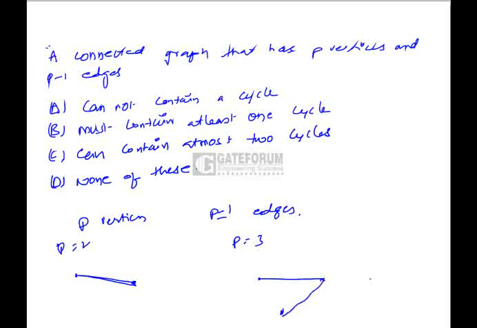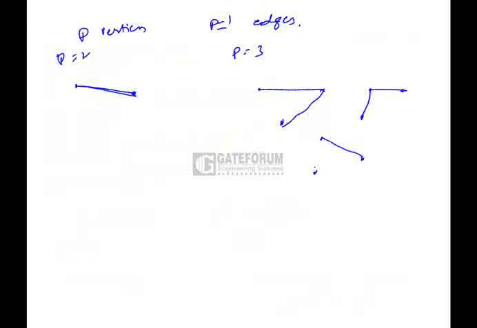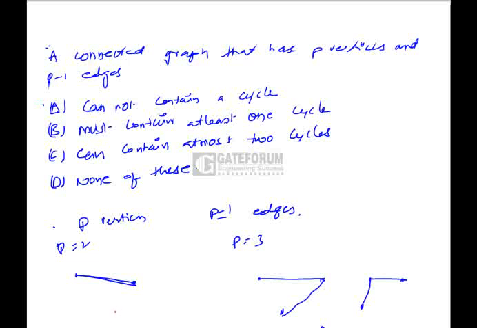Either this one or we can take this one. Like we can also take this one. This is just like a spanning tree with n vertices. In a spanning tree with n vertices, there should be exactly n-1 edges, and in a spanning tree there won't be any cycles. So here the correct option is option A, which states that it cannot contain a cycle.